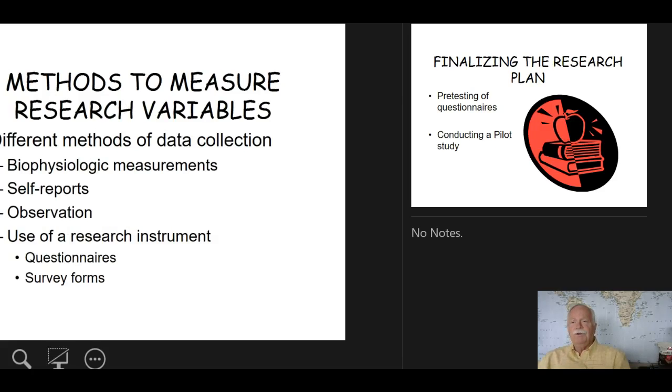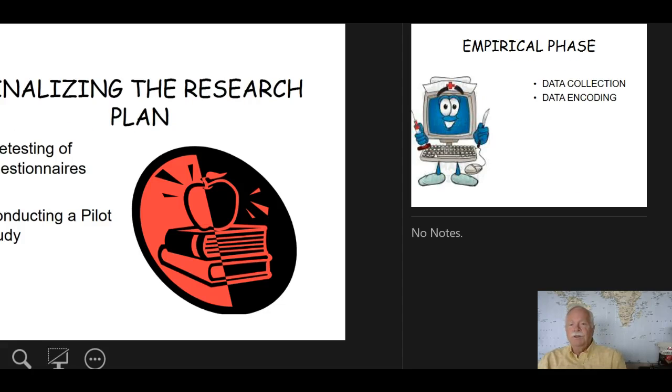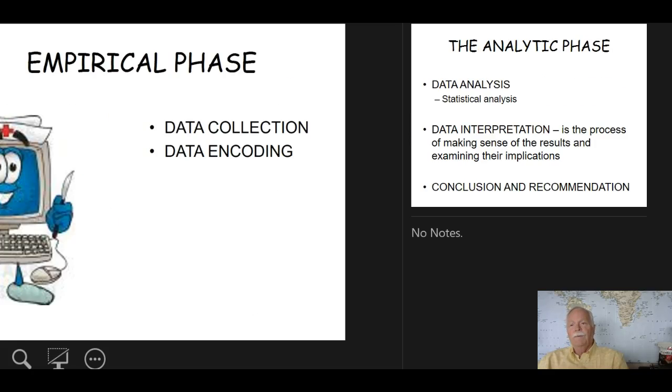The methods to measure the research variables, the different methods of data collection. There could be the biophysiological measurements, like blood pressure and temperature, that kind of thing. Self-reports, observation, or a research instrument, such as most commonly used in terms of questionnaires and survey forms. Finalizing the research plan, then you need to do a pre-testing of your questionnaire, and then you need to conduct a pilot study to make sure it's going to work.